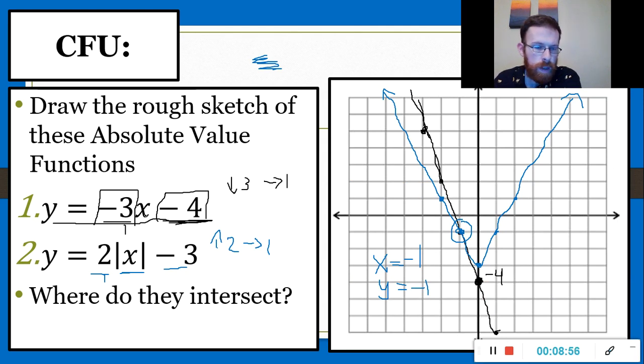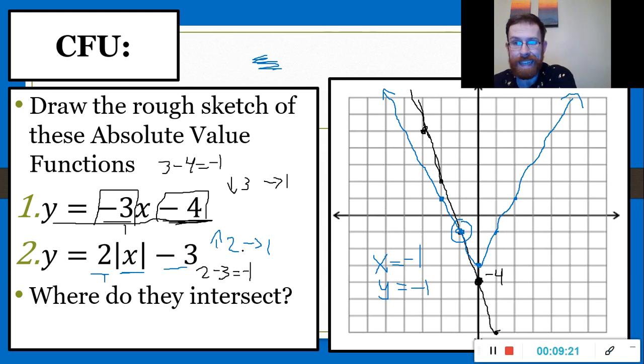If I plug in -1 into here, what's -1 times -3? Well, that's +3. What's +3 minus 4? That gives you -1. What's the absolute value of -1? +1. What's +1 times 2? 2. What's 2 minus 3? -1.